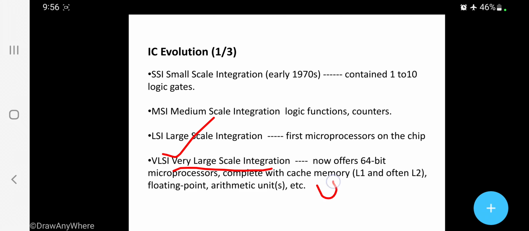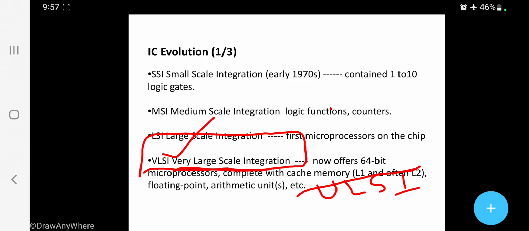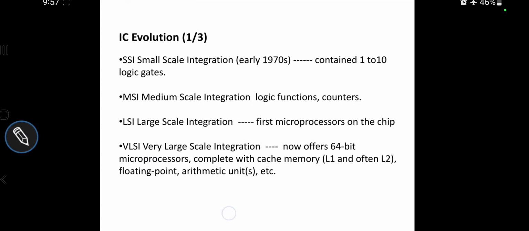Some people have given the name ultra large scale integration when it enters into millions of transistors. Then as it increased further, they have given giant large scale integration, GLSI. But whatever the names, now not ULSI, not GLSI, all the billions of transistors whichever we have come under very large scale integration. Even 64-bit microprocessor, cache memory, floating point, arithmetic units, all come into picture here.